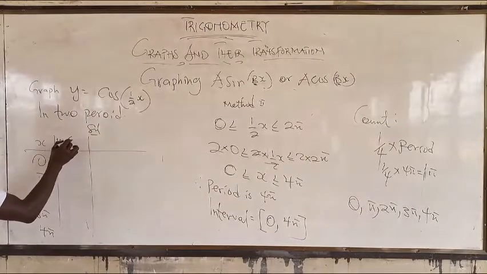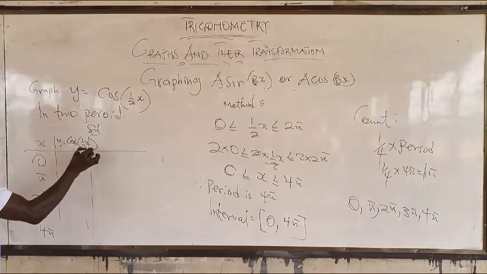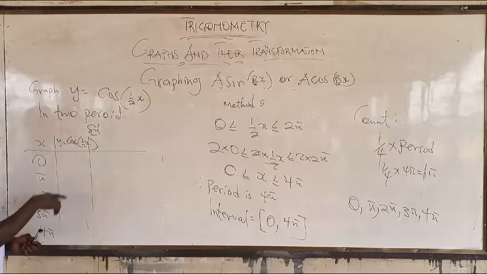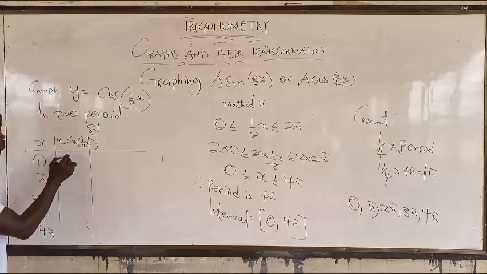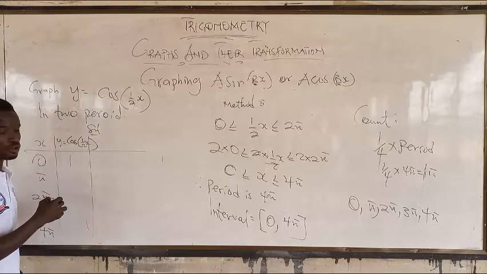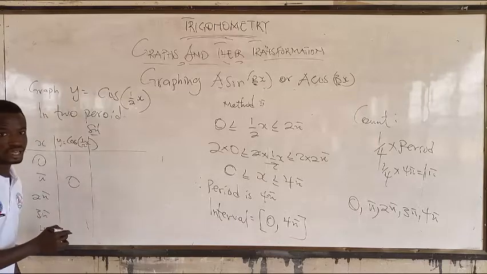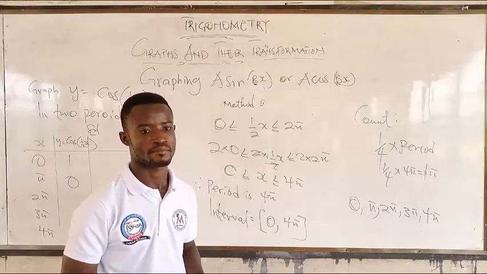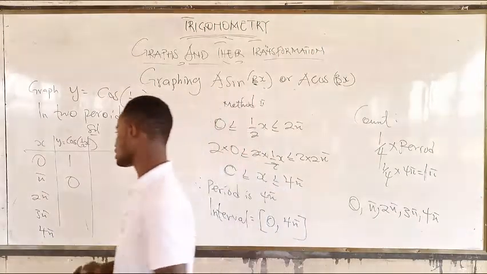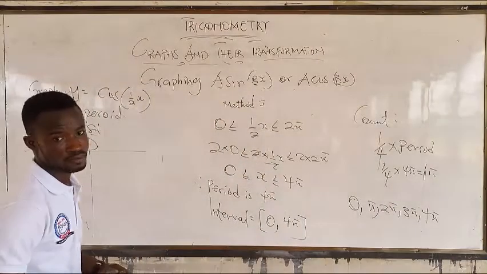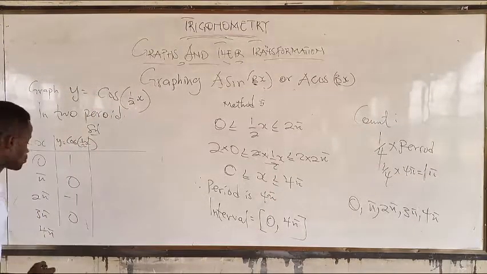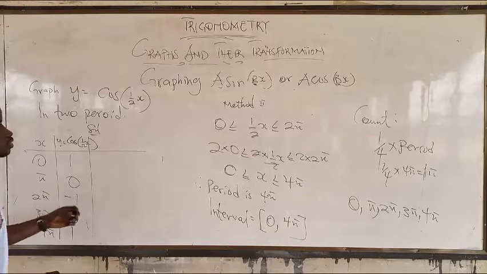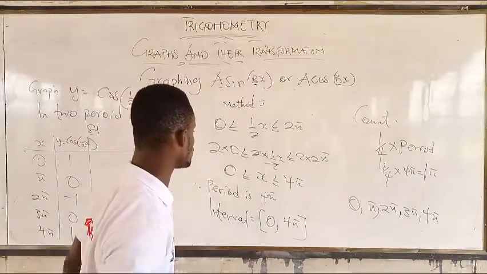Y is equal to cos half x. So cos of half of 0 will give you, I'm sure that's going to be 1. Then for pi you get 0. Then here you get negative 1. Then here you get 0. Then you get 1. Very good. Then you go and do your graph.